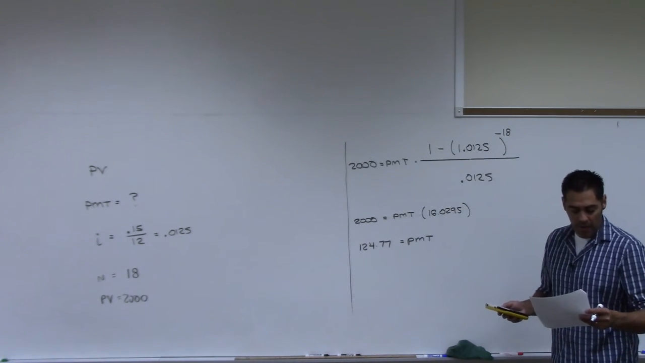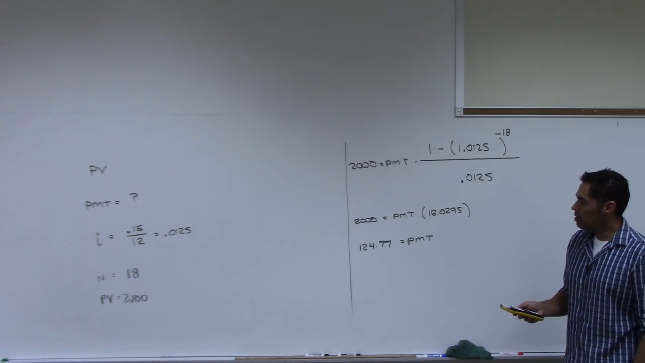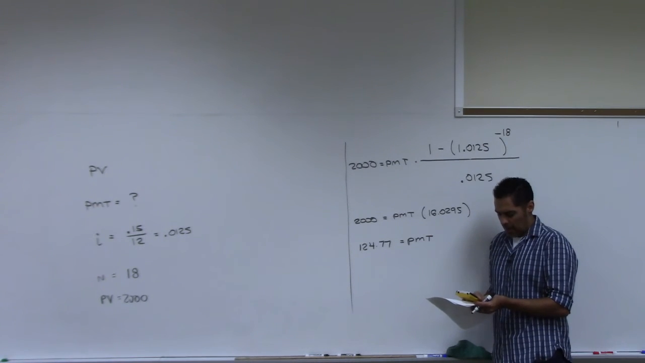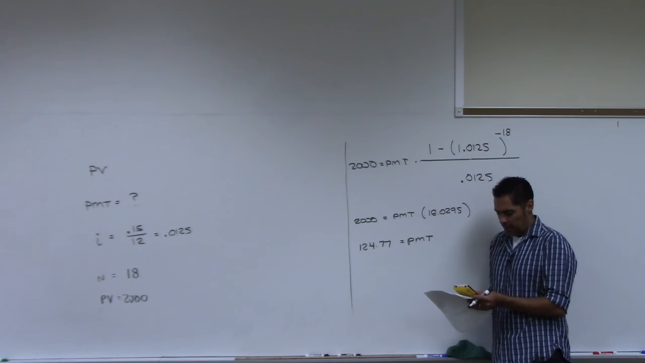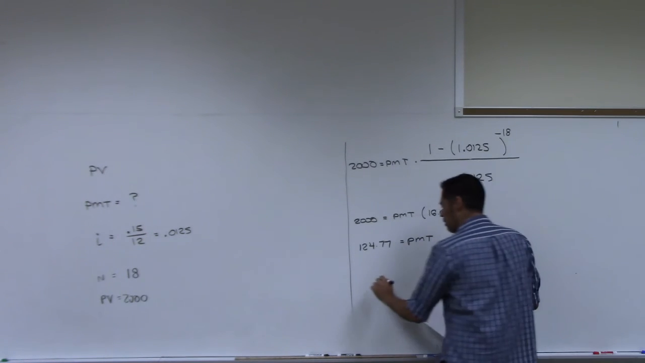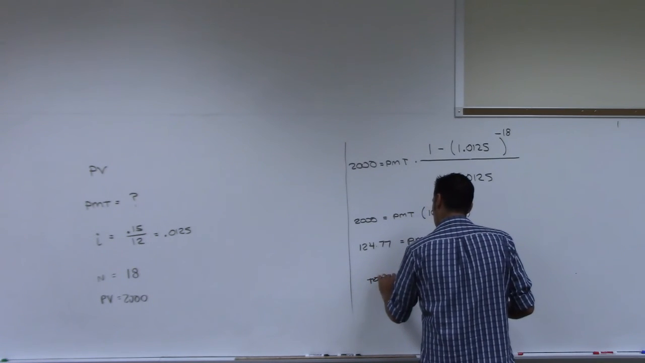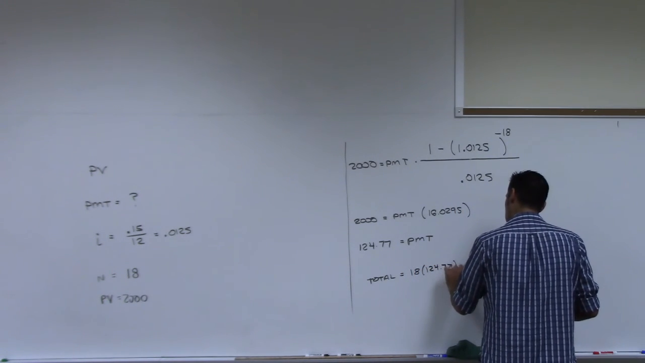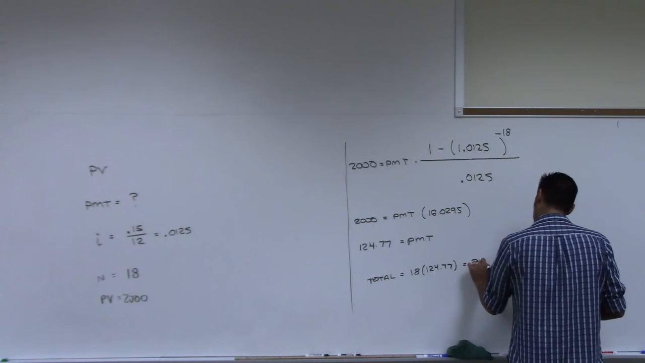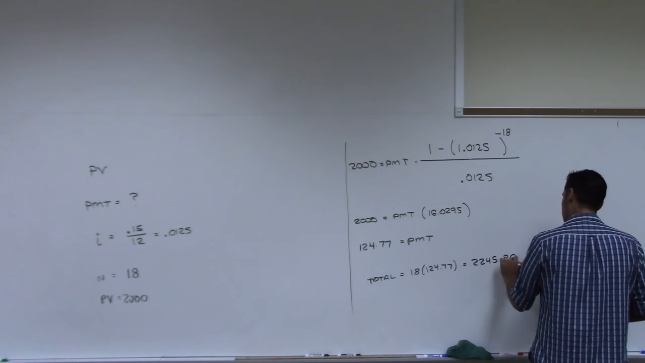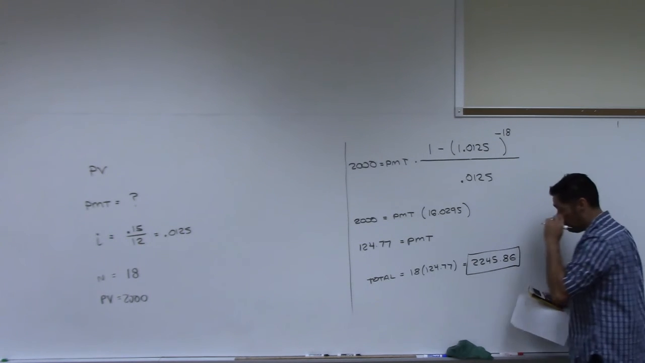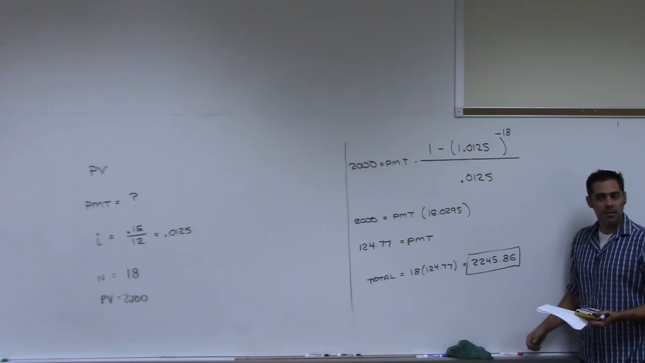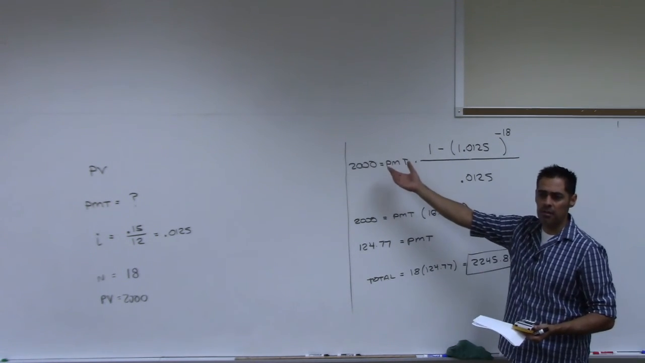I also ask how much interest did you pay? So how many payments did you make? How much did you pay each payment? So 18 times 124.77. Your total payments was 18 times 124.77, which means that you paid $2,245.86. That's how much you paid in total. So how much interest did you pay? $245 in interest.